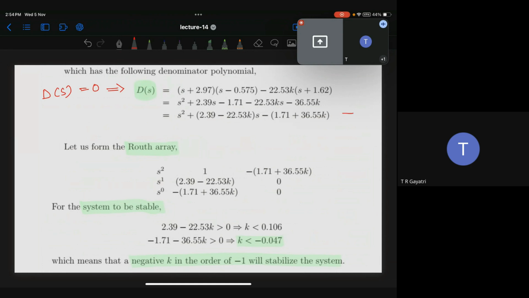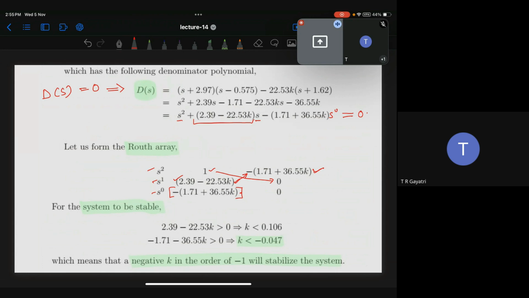No, sir. So this is the characteristic polynomial. Now we are applying this RH criteria. So we have S square, S and S power 0. The S square coefficient is 1. The S coefficient is this, that we took here. Then the S power 0 coefficient we took here. You know how to calculate this term: 1 multiplied by 0 divided by this term. So you get this term only here.